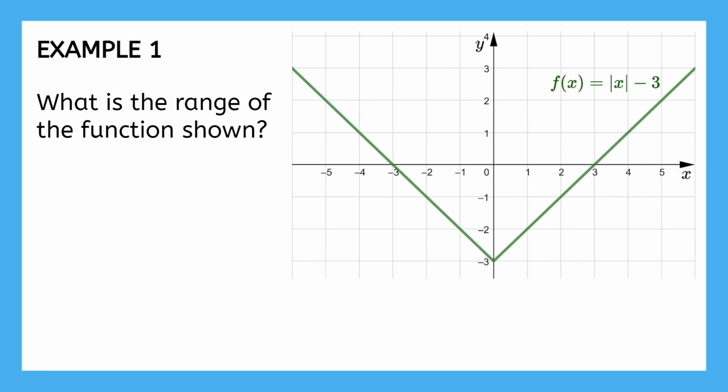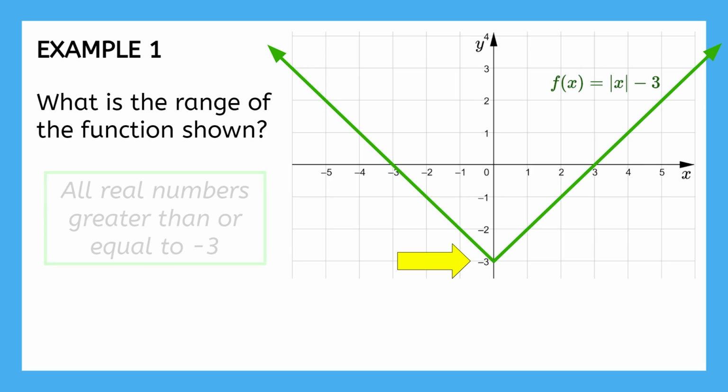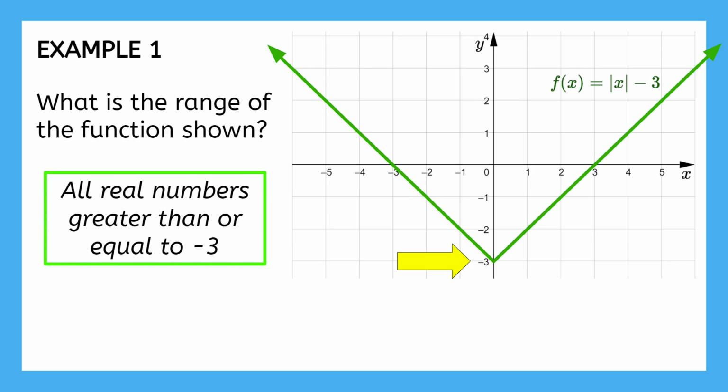Here's the first one. What's the range of the function shown? Recall that the range is all possible outputs or y values of the function. It looks like the function will go infinitely far upward, so it's just the lower boundary that we need to look at. This function goes no lower than negative 3. So the range is all real numbers greater than or equal to negative 3. That's the answer.